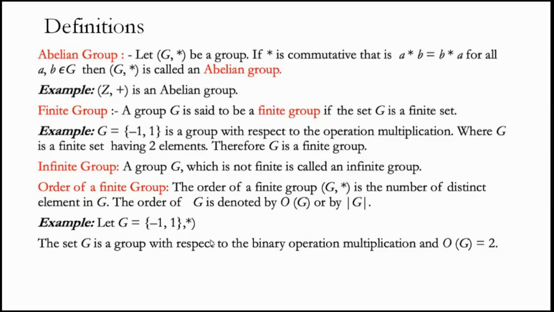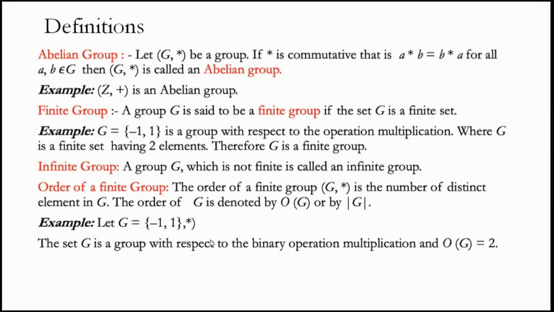We have seen countable sets and uncountable sets in module 2, like that, finite and infinite. Finite sets mean you can count them; some finiteness will be there. So G equal to {-1, 1} is a group with respect to the operation multiplication, where G is a finite set having two elements. Therefore, G is a finite group. A group G which is not finite is called infinite, obviously.